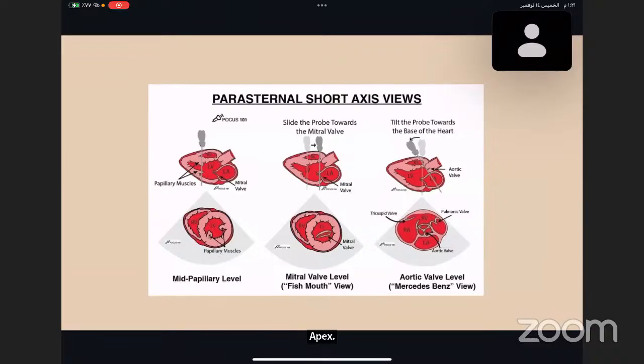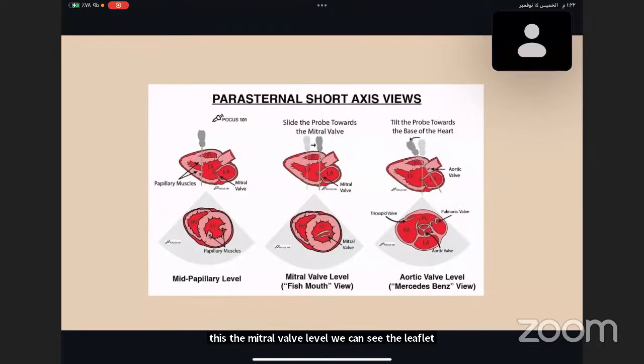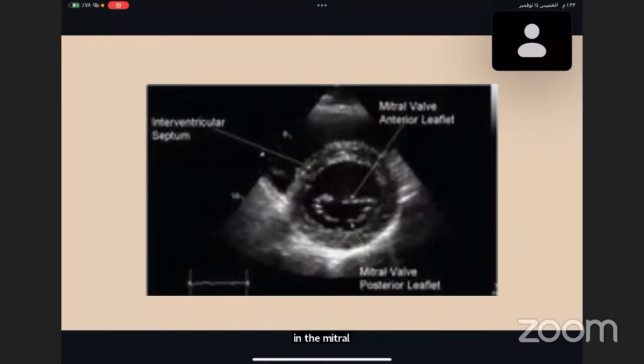Okay, in the parasternal short axis view, we can see the papillary muscles and assess them. We can see the mitral valve level and the aortic valve level. At the mitral valve level, we can see the leaflets, which look like a fish mouth.